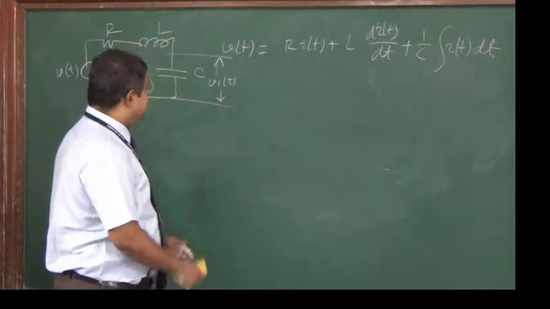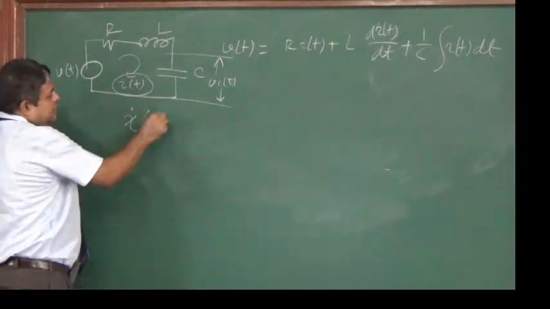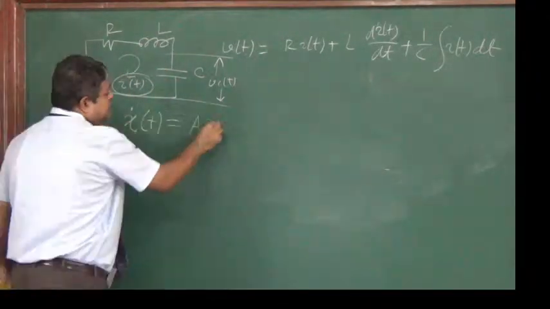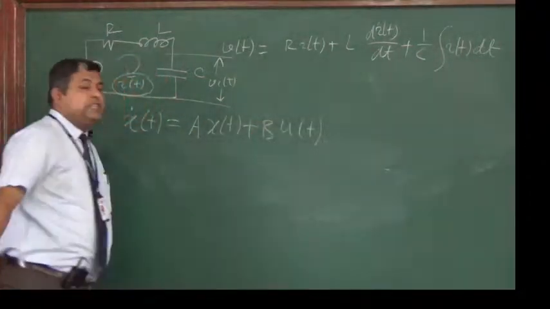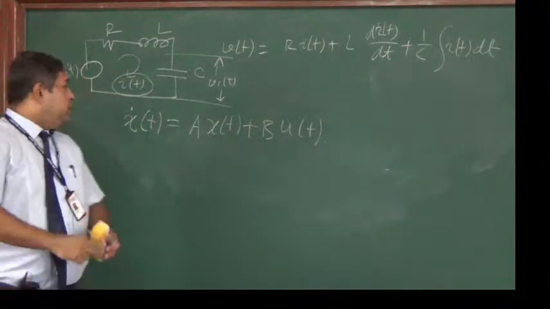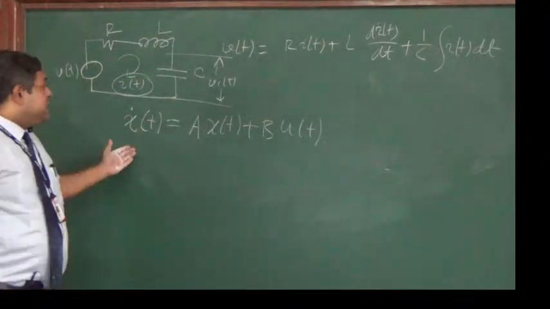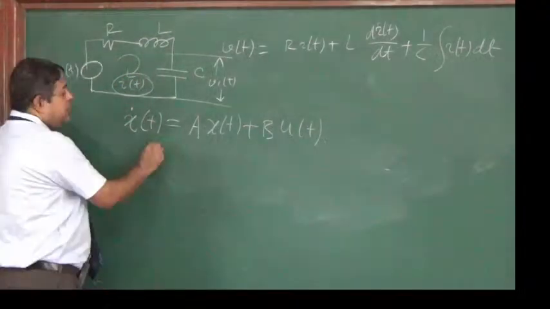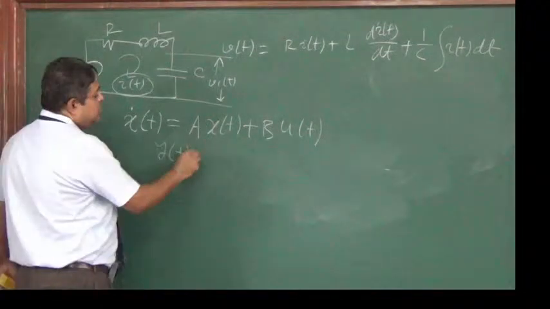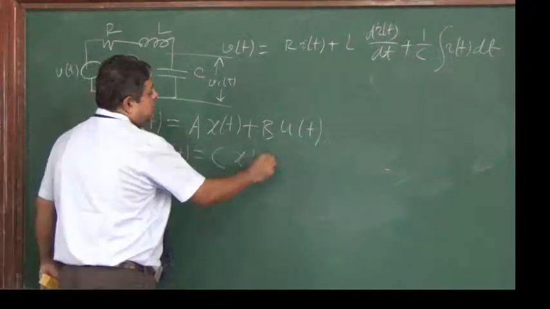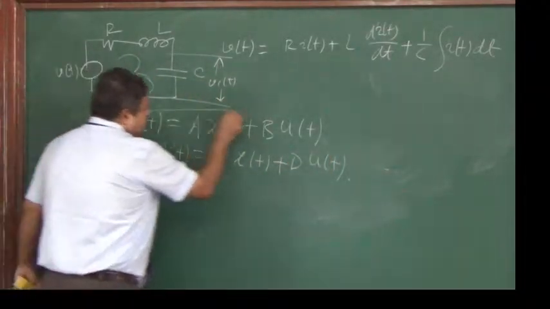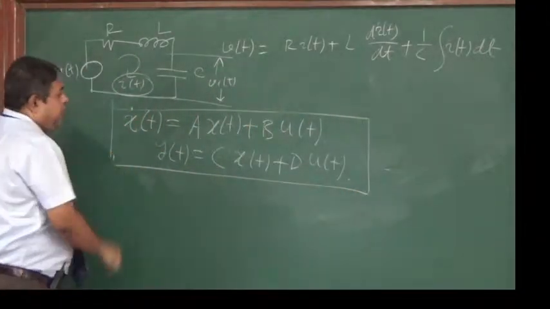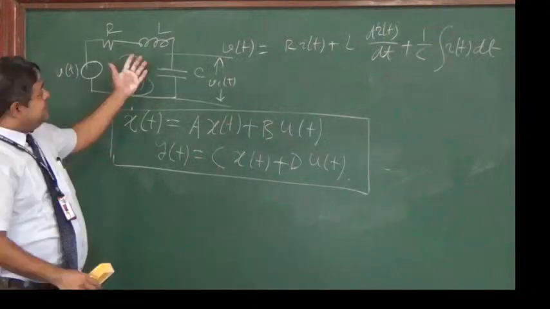Now for the state variable, the standard system equation is x dot(t) is equal to A x(t) plus B u(t). This is a new set of equations, please write it down: x dot(t) is equal to A x(t) plus B u(t), and y(t) is equal to C x(t) plus D u(t). This is the modeling of the circuit and the equations in this model.